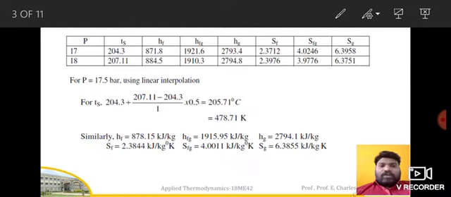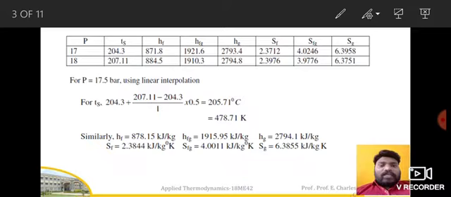So Ts is equal to, first we put the value for 17 bar, that is Ts 204.3, plus the highest value, for 18 bar, 207.11, minus the lowest value 204.3, divided by the difference of 1 bar, into how much extra we need, 17.5, that means 0.5 extra. So that is 0.5, which gives 205.71. This is how you do the interpolation. For any value, if they ask you to interpolate, this is the method and the formula to follow. I hope you have understood this.